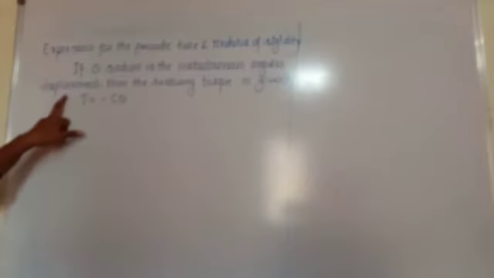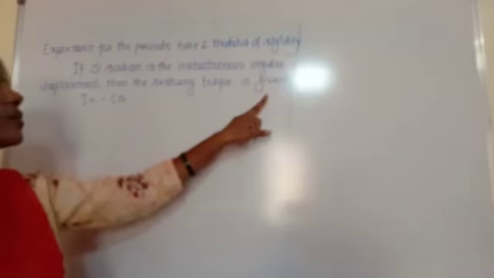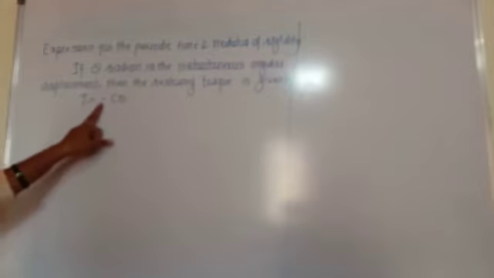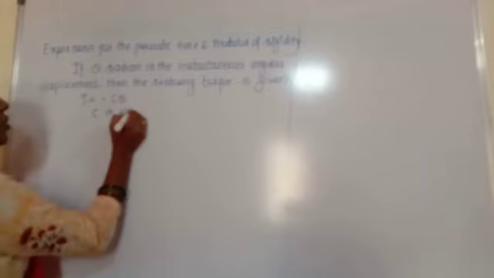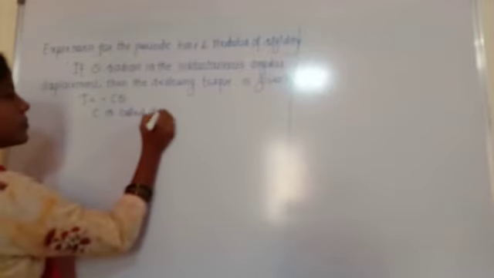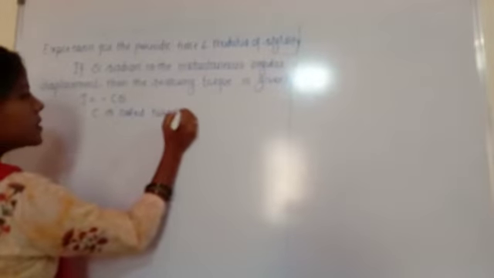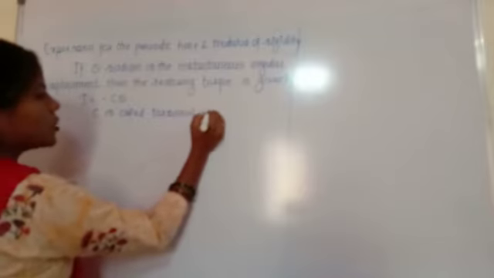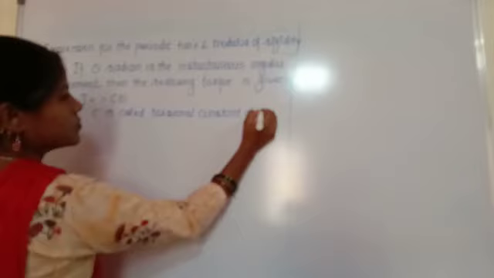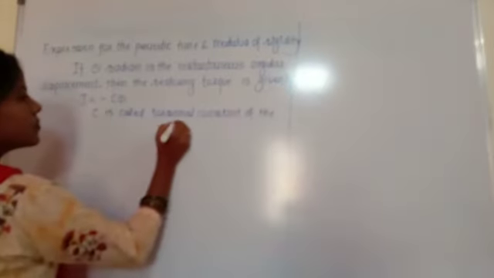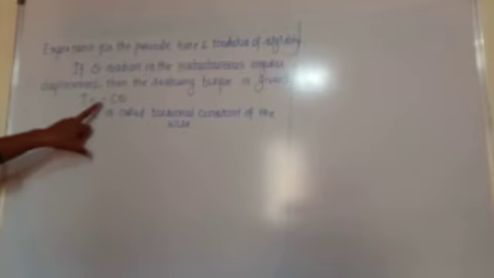If theta radian is the instantaneous angular displacement, then the restoring torque is given by torque equals minus c into theta. This c is called the torsional constant, the torsional constant of the wire. In this expression there is a negative sign.